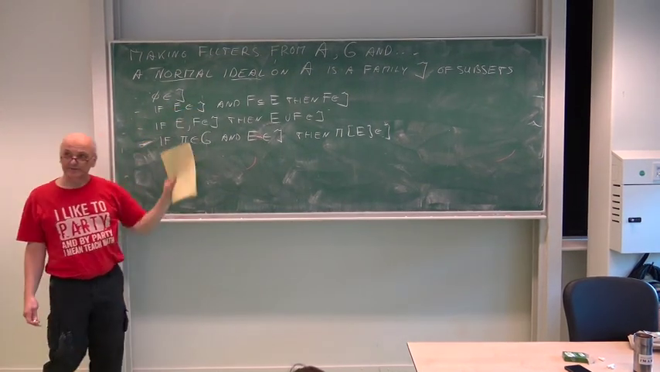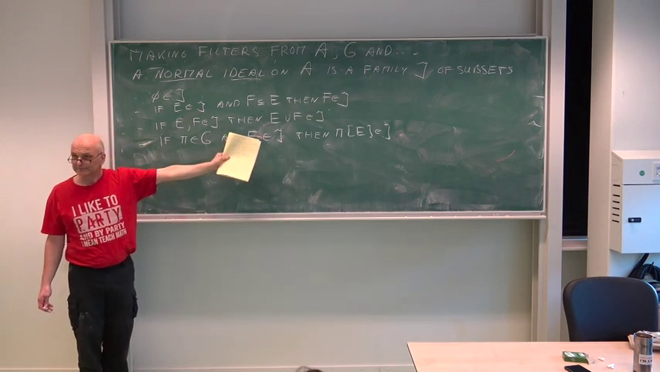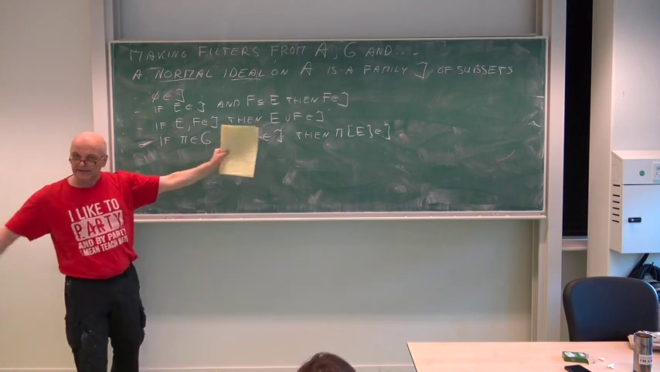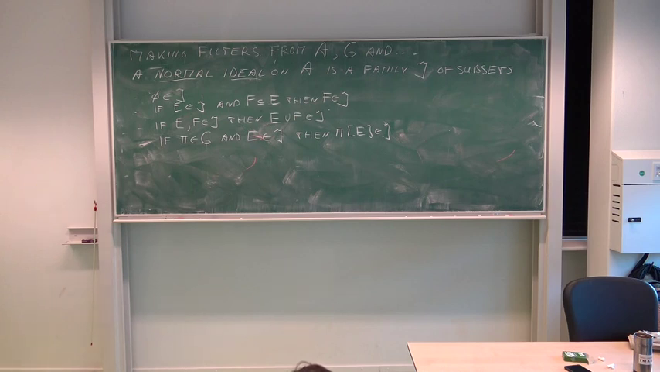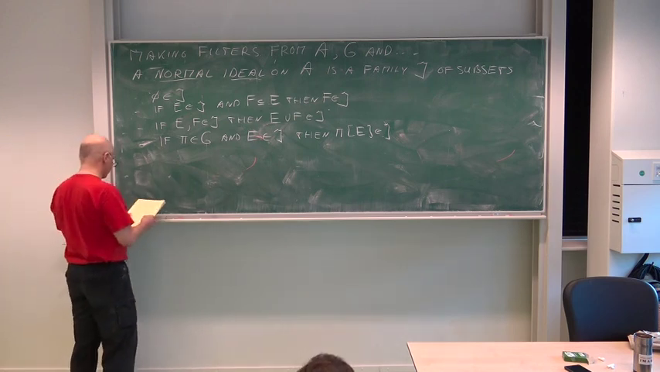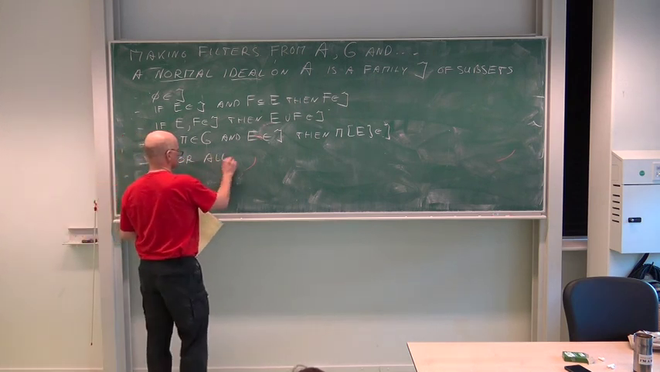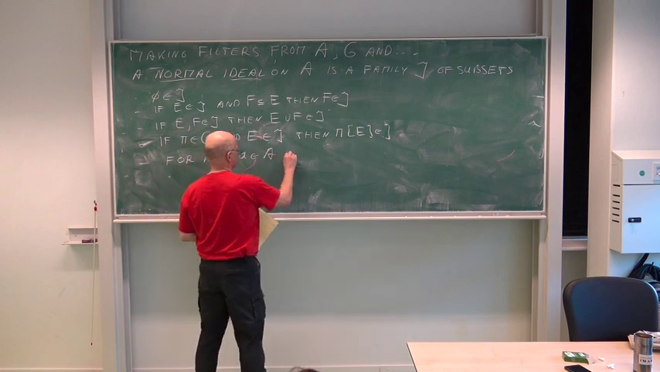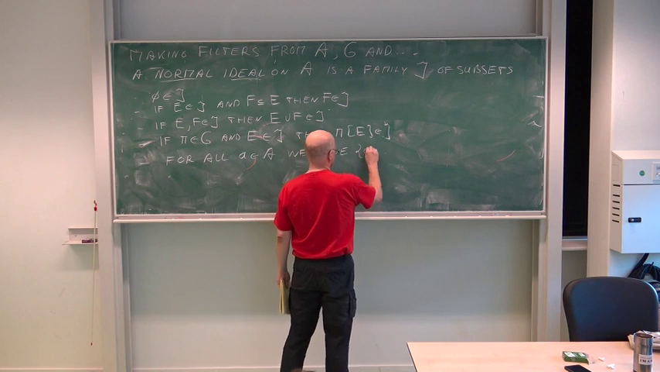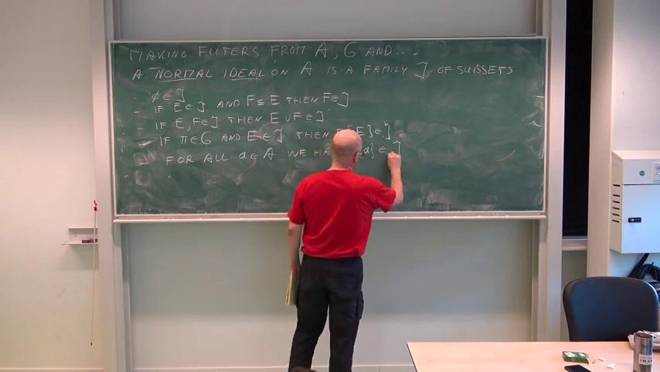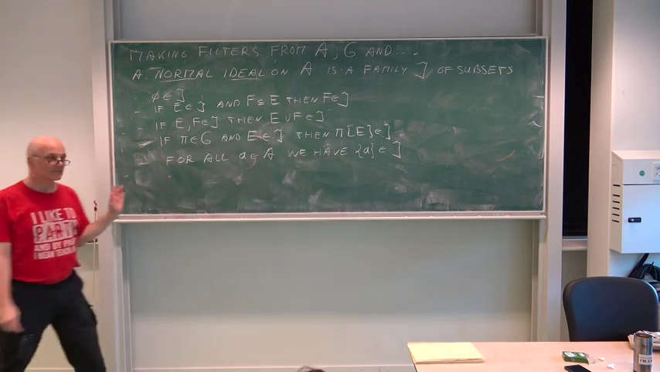Our family of small subsets is invariant under the action of G. So if something is small and I use G to chase it around the set A, I still get small stuff. And of course, all the singleton sets are deemed to be small.